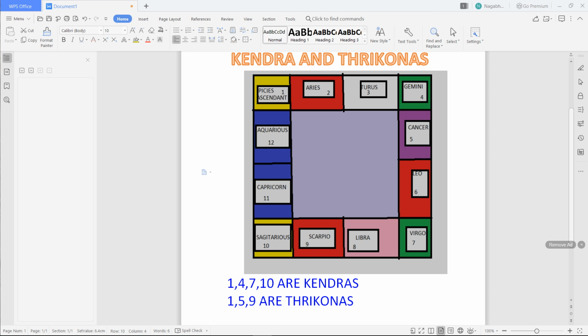You see, here I marked 1, 4, 7, 10 as the kendras from the ascendant that you have to consider, and 1, 5, 9 are thrikonas. So these houses are very important. They are very good. When the lords of these houses are in the kendras, we call it a Raj Yoga.